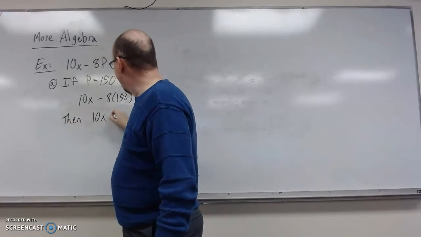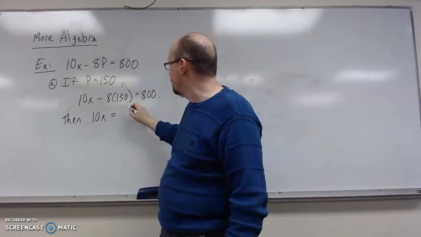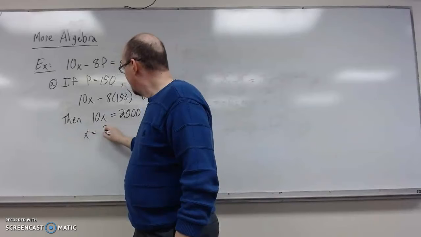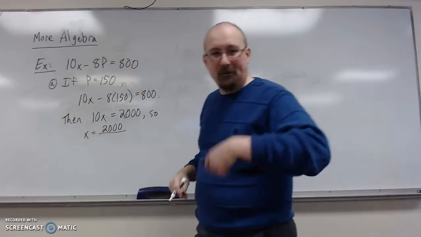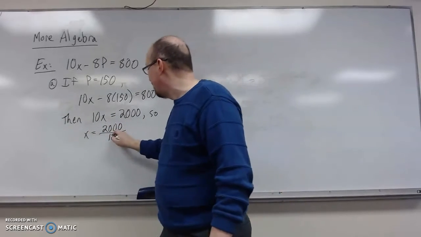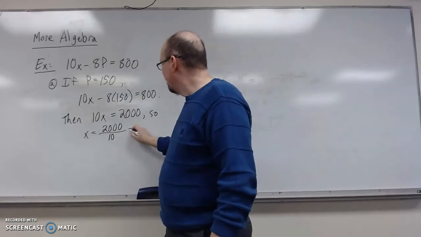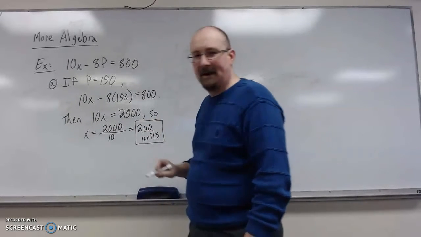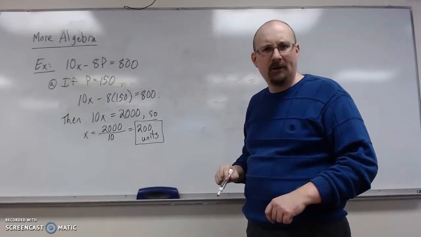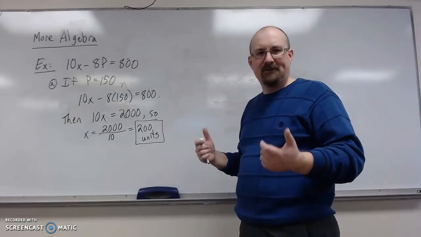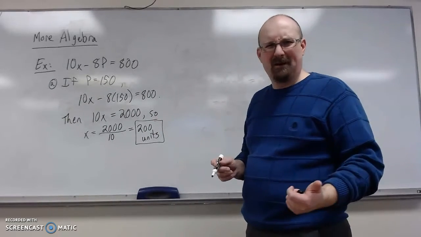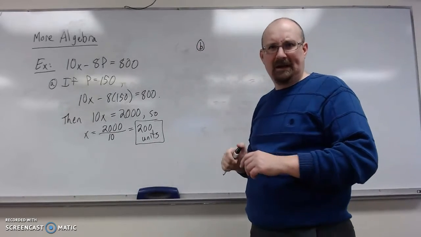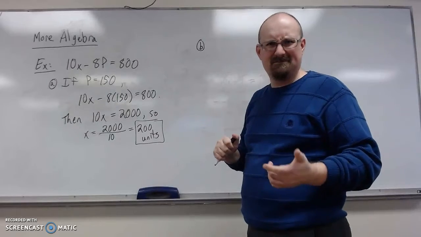So we have 10x equals 800 plus 1,200, which gives 2,000. To get x by itself, we do the inverse operation. We divide both sides by 10. 2,000 divided by 10 gives us 200 of whatever our company is manufacturing for sale. So 200 units. Great. So now we know what it takes to get that relatively meager profit margin. For maybe a small company, maybe this is only like a day.